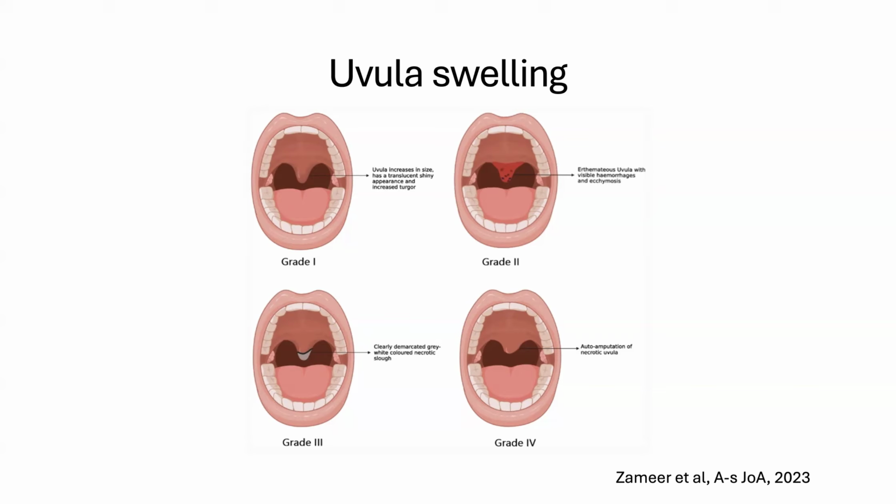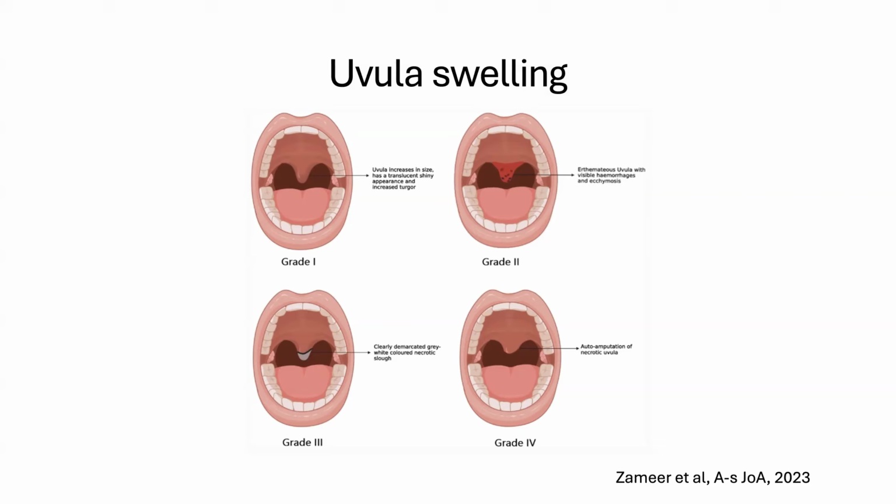So with grade 1, there's an increase in size, there's a translucent and shiny appearance with increased turgor. With grade 2, you get an erythematous uvula with visible hemorrhages and ecchymosis. Grade 3, you get clearly demarcated red-white colored necrotic slough. With a grade 4, you get auto amputation of a necrotic uvula.